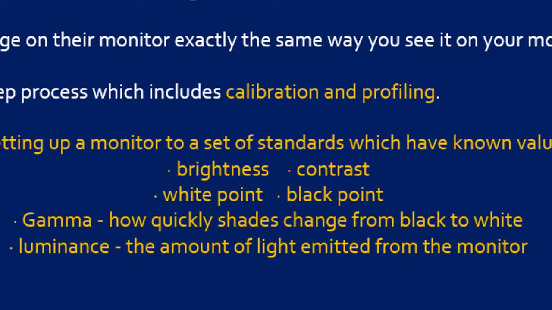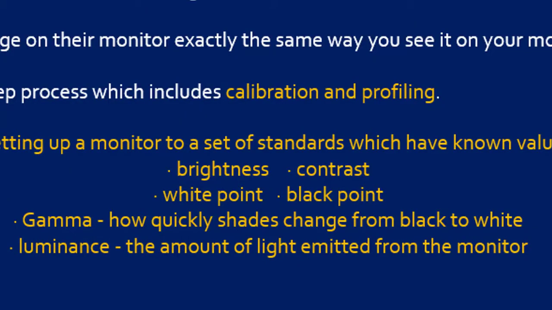Now, monitor calibration is simply setting up your monitor to standardize known values for various settings such as brightness, contrast, white point, black point, gamma, and luminance. Now, if I were you, I would know the definition of both gamma and luminance. Gamma is how quickly shades change from black to white. Luminance is the amount of light emitted from the monitor. As you know, ultimately, we're looking at our images backlit, so you don't want that monitor too bright or too dim.